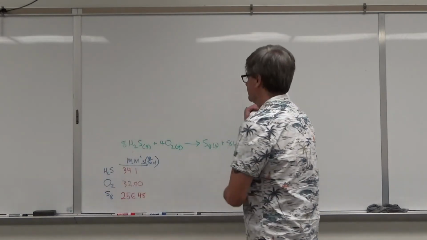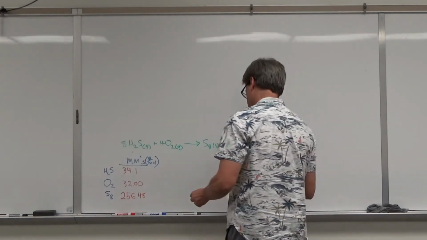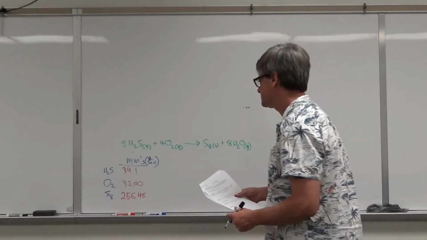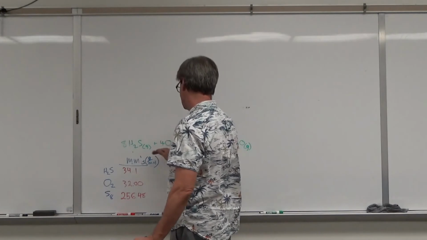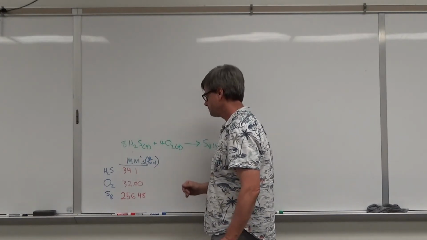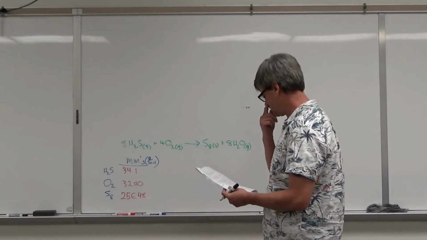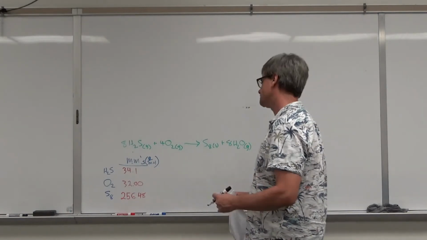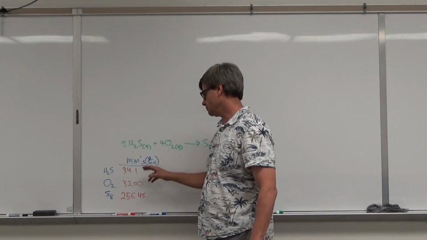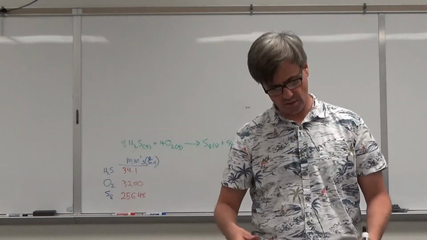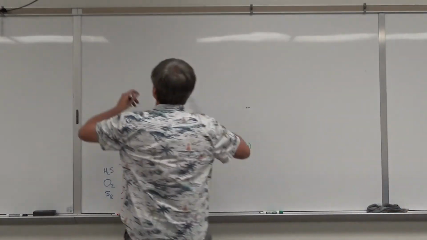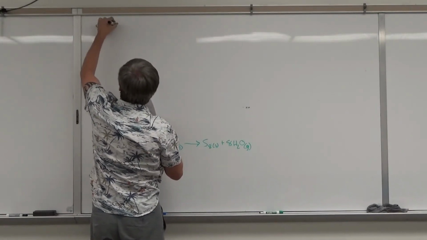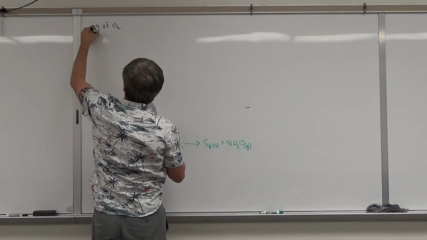Okay, so we first have to figure out that this is not a one-to-one reaction, and in the problem we were actually given masses. So we need to figure out which is the limiting reagent. We'll start with each reagent and figure out how much we need of the other. So, grams of O2 needed.